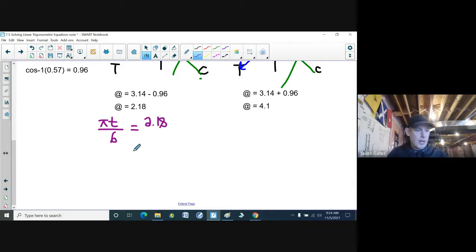All right, so the first thing I'm going to do is multiply both sides by 6. So then I got pi t equals 6 times 2.18. We get 13.08. And then divide both sides by pi, and I get 4.17.